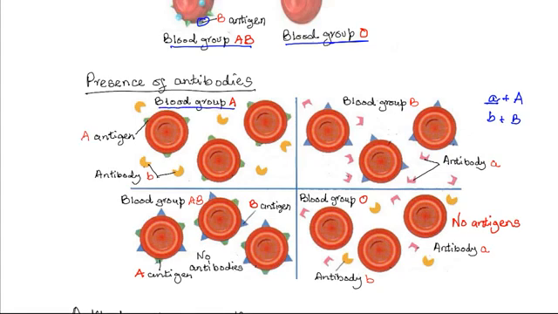While those that belong to blood group AB that have both antigens cannot have either antibody A or B. So they have no antibodies in their plasma. They have neither antibody A nor B. While the blood group O that has no antigens on the red blood cells has both antibody A and antibody B in the plasma.